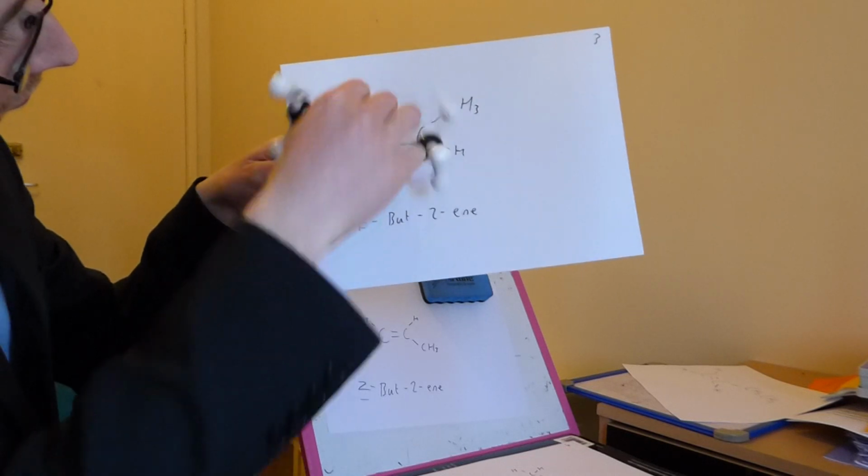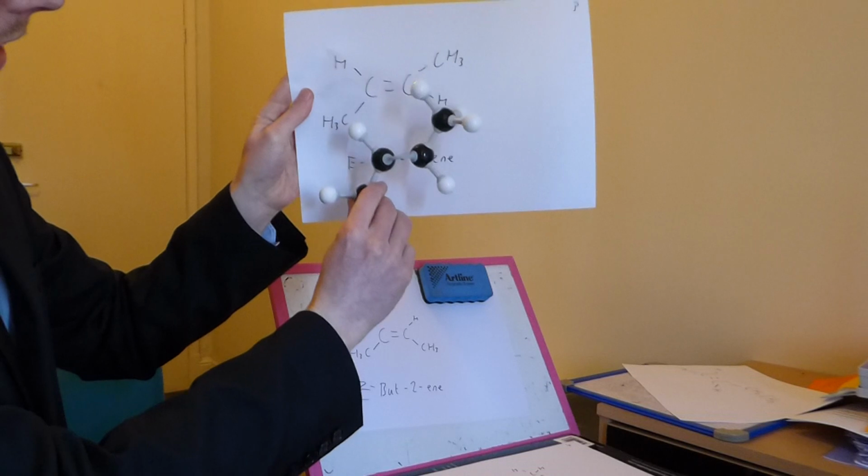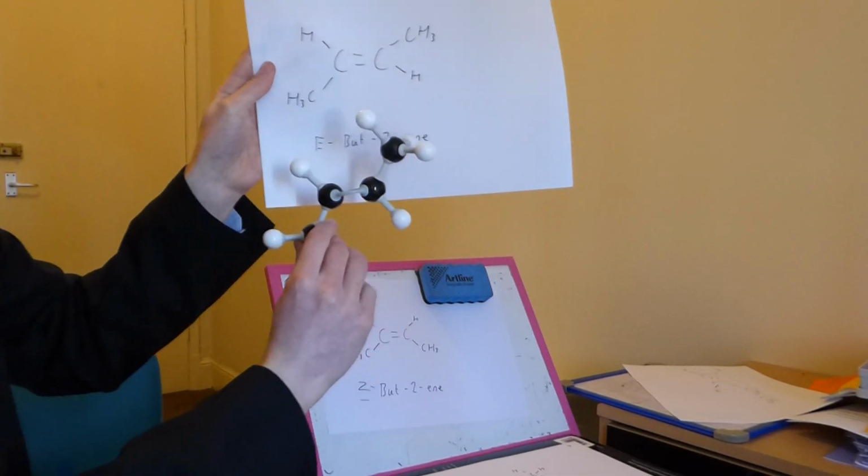Oops. Well, you get the idea. That is a drawing of that molecule. And that's the E isomer.